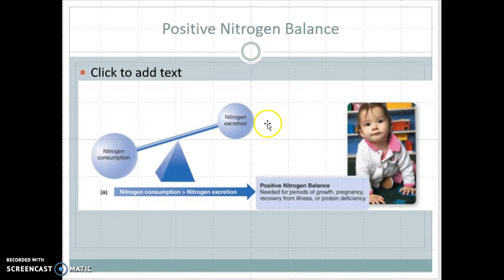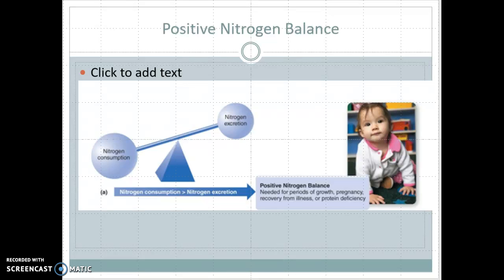And then the positive nitrogen balance would be the opposite, where you're consuming protein, but you're excreting less than you're taking in. That's because your body's using a lot of protein to build new tissue. So in the case of a pregnant woman or a child that's growing, they might be eating X amount of protein, but they're not releasing as much nitrogen as they take in because they're using it to grow. So those are some of the terms you might have.